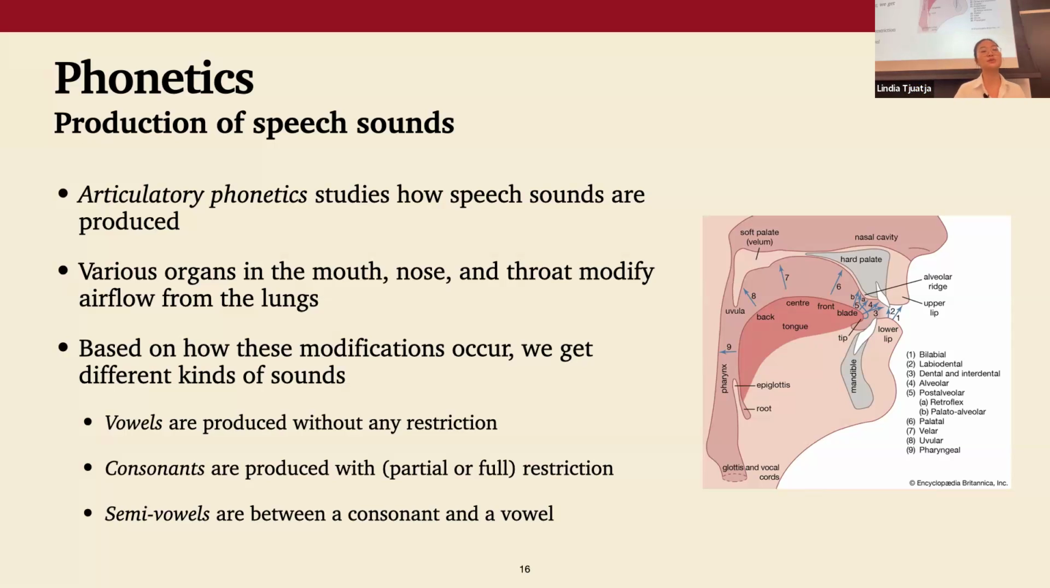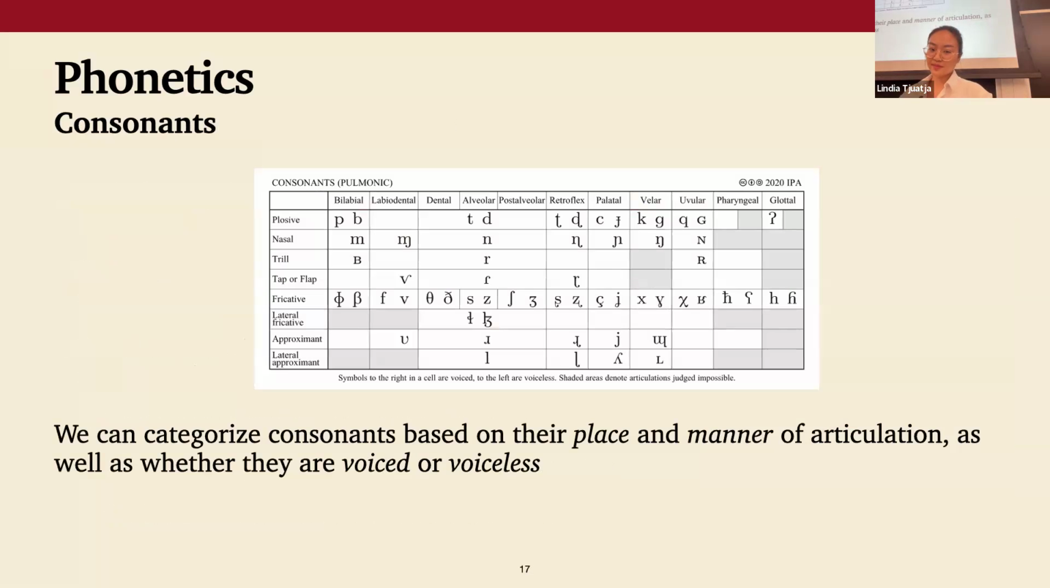So very coarsely, we can categorize sounds into vowels, which are produced without much restriction, consonants, which are produced with some partial or full restriction, and then finally, semivowels, which are kind of between a consonant and a vowel. These are sounds like y and w. And then we can break down some of these categories even more.